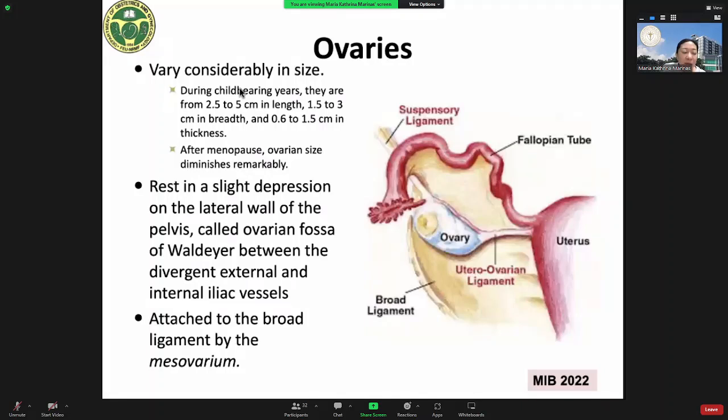Okay, ovaries. They vary considerably in size. During childbearing years, they can be from 2.5 to 5 centimeters in diameter, whereas during the menopausal years, ovarian size diminishes remarkably. They rest in the slight depression on the lateral wall of the pelvis called the ovarian fossa of Waldeyer between the divergent external and internal iliac vessels. They are attached to the broad ligament by the mesovarium and also attached to the uterus by the utero-ovarian ligament.